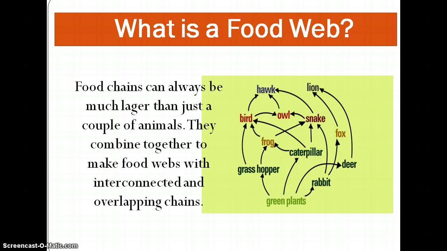So what is a food web? Food chains can always be much larger than just a couple of animals. They combine together to make food webs that are interconnected in overlapping chains. A food web has three main elements.